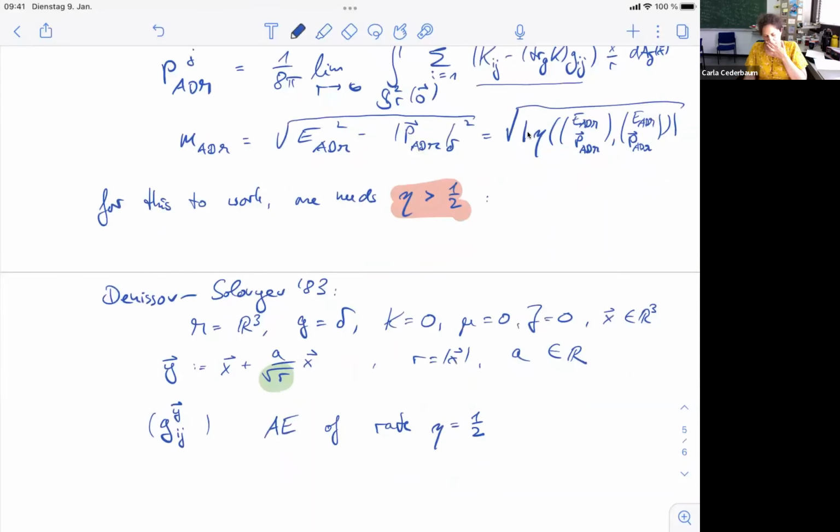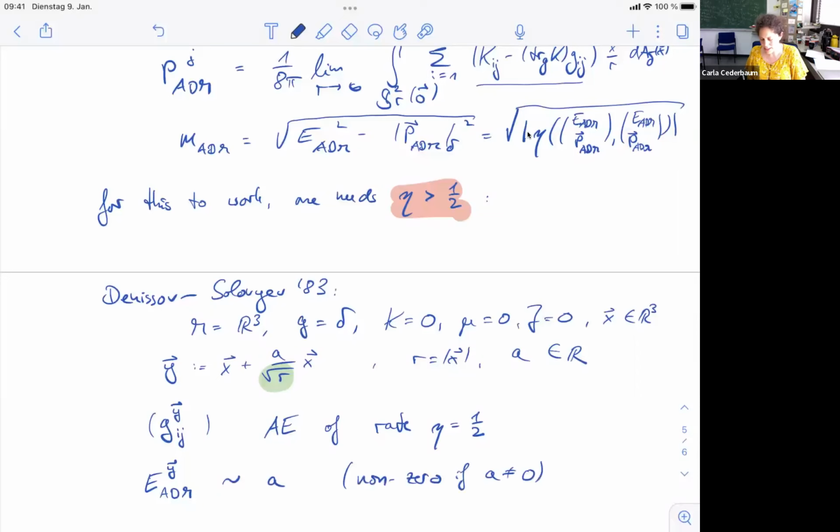And so this fits into our framework because k is 0 and mu is 0 and j is 0. So this whole initial data set that they consider is asymptotically Euclidean of this rate 1/2. And if I compute the ADM energy of this metric with respect to these y coordinates, then I get an expression which is proportional to a, and in particular non-zero if a is non-zero.